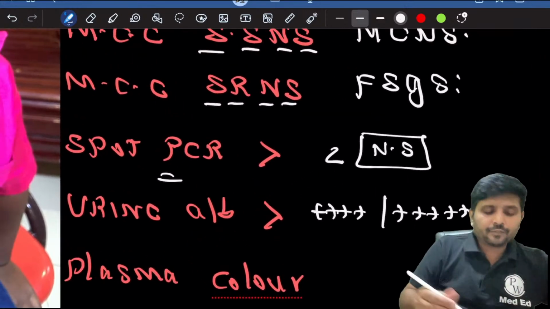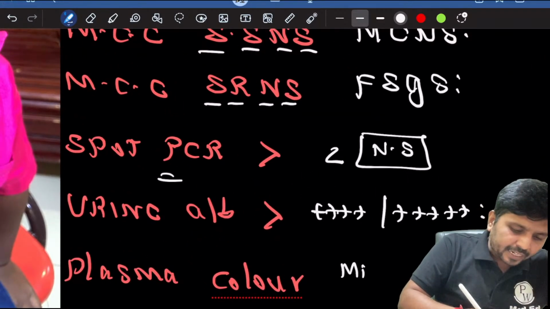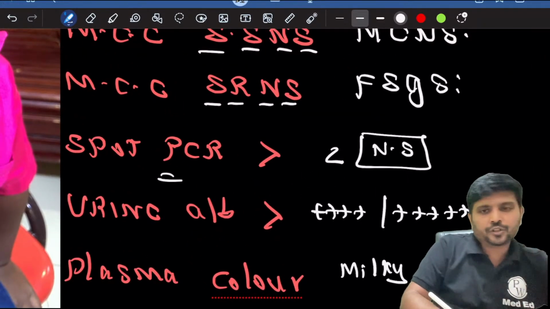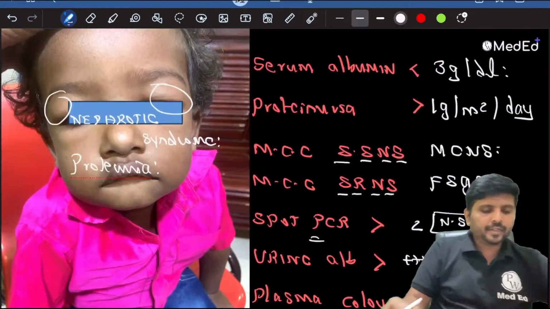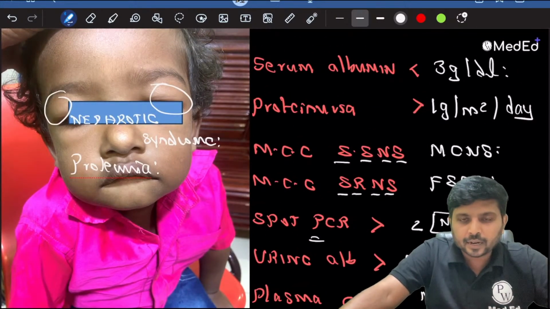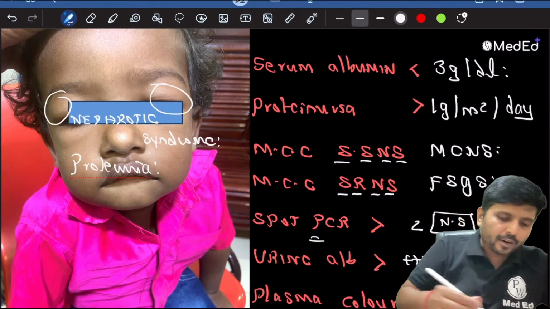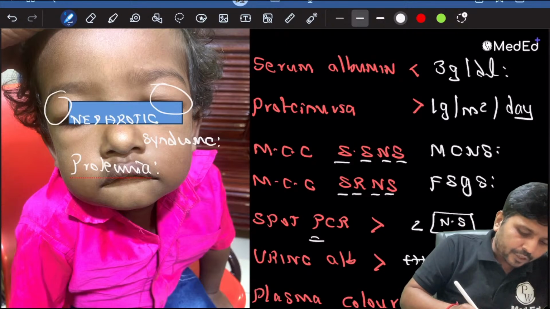What will be the color of the plasma? Because of the increase in triglycerides and cholesterol, the color of the plasma is milky. What is the treatment of choice? Steroids.